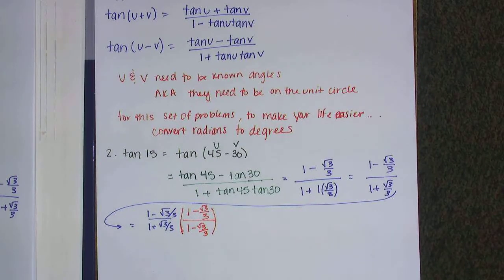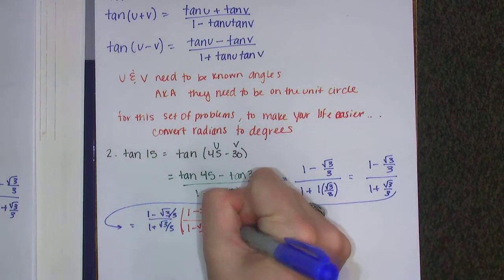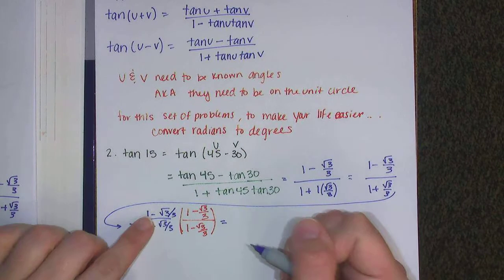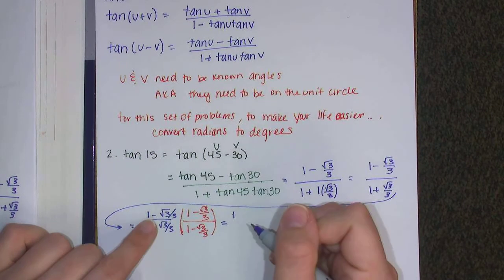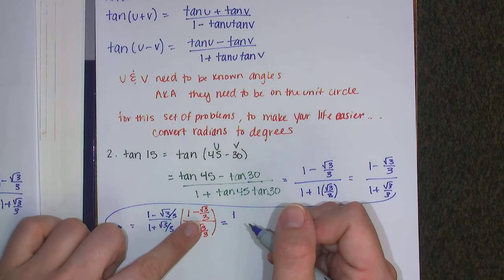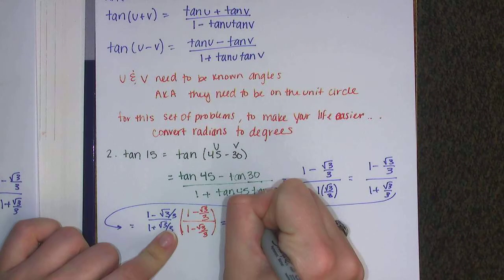So now, this is equal to, okay, on the top, 1 times 1 is 1. Now I have minus root 3 over 3, minus root 3 over 3. So I have minus 2 root 3 over 3. Sorry, I'm writing kind of small here. That's 2 root 3 over 3 there.